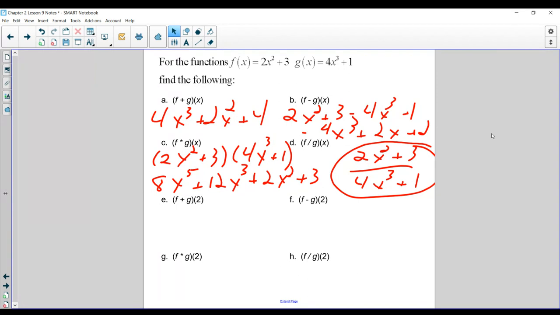Okay. Then when you have these problems where, instead of having an x there, you have a number, what you're going to do is take what you just did here and plug in the number for x. So part E would go along with part A since it's addition. So I would have 4 times 2 cubed plus 2 times 2 squared plus 4. And if I do all of that, that'll give me 44.